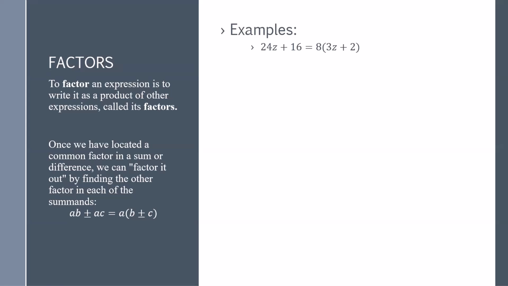In the expression 24z plus 16, both 24 and 16 have a factor of 8. 24 is 8 times 3, and 16 is 8 times 2. So we factor out the 8, and we're left with 3z from the first term and 2 from the second. If we distribute the 8 into that bracket, we'll end up with exactly 24z plus 16.